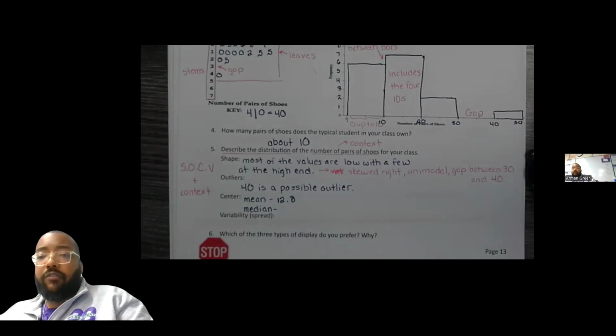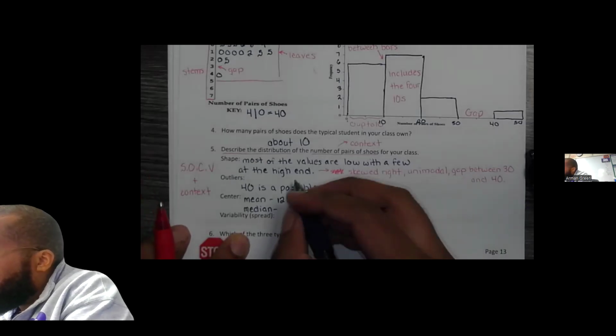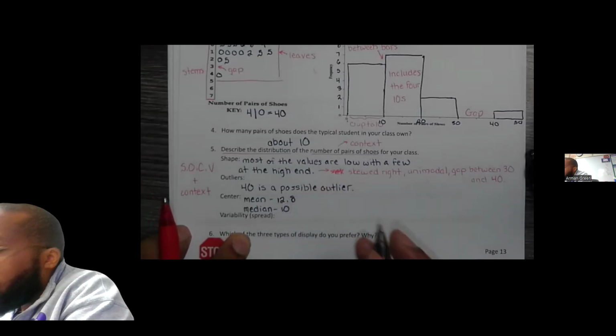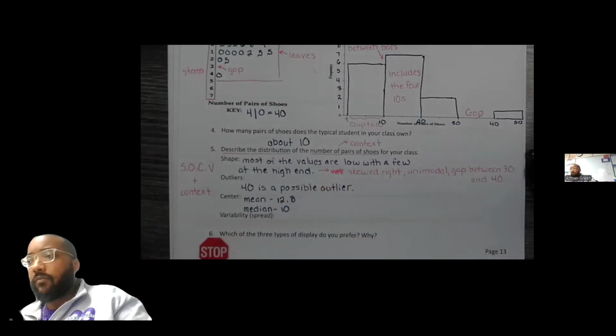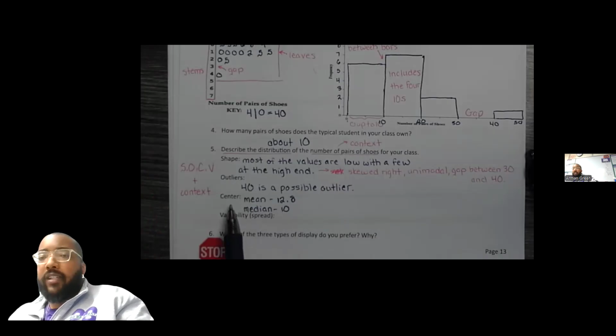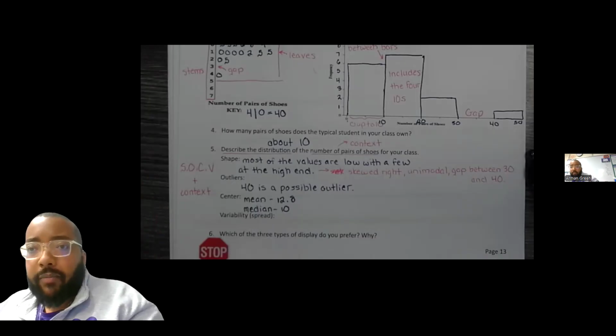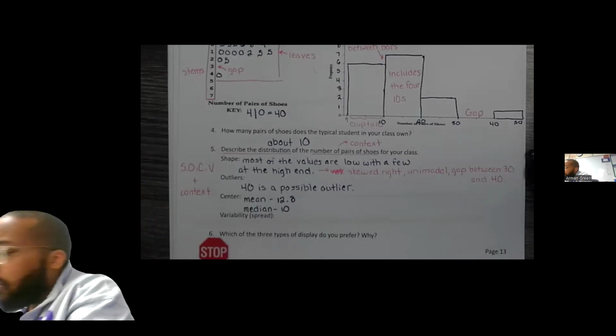The second thing that you will need is the median. The median in this case, which is the middle number, turns out to be the number 10. So you have a mean of 12.8 and you have a median of 10. We have one center. The question is, which number do we choose? Do we choose the mean or the median? Well, it all depends on the shape in terms of which one you go with.